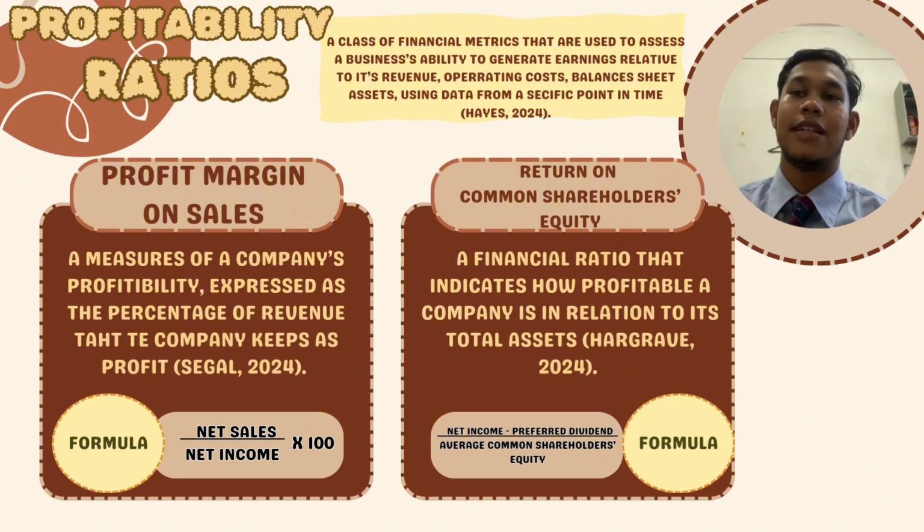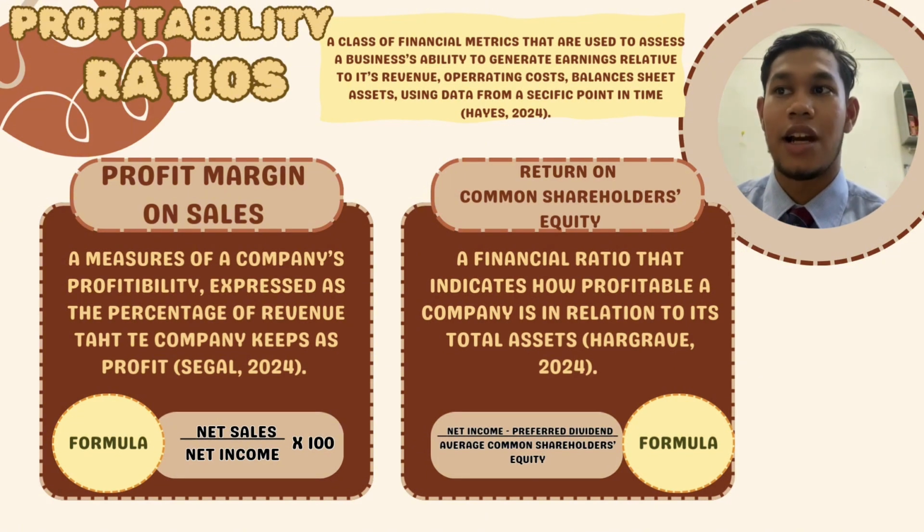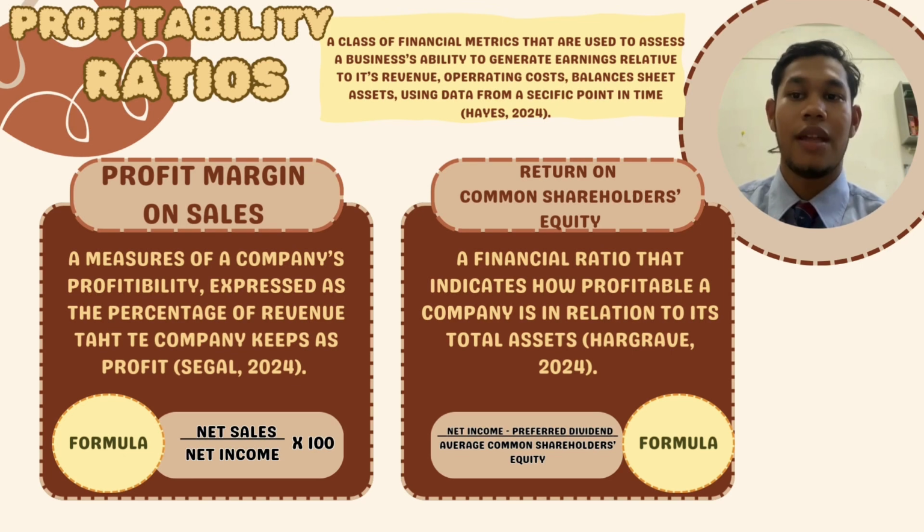So profitability ratios is a class of financial metrics that are used to assess a business's ability to generate earnings relative to its revenue, operating costs, balance sheet assets, using data from a specific point in time. Profit margin on sales is a measure of a company's profitability expressed as the percentage of revenue that the company keeps as profit. So the formula for profit margin on sales is net income over net sales times 100.